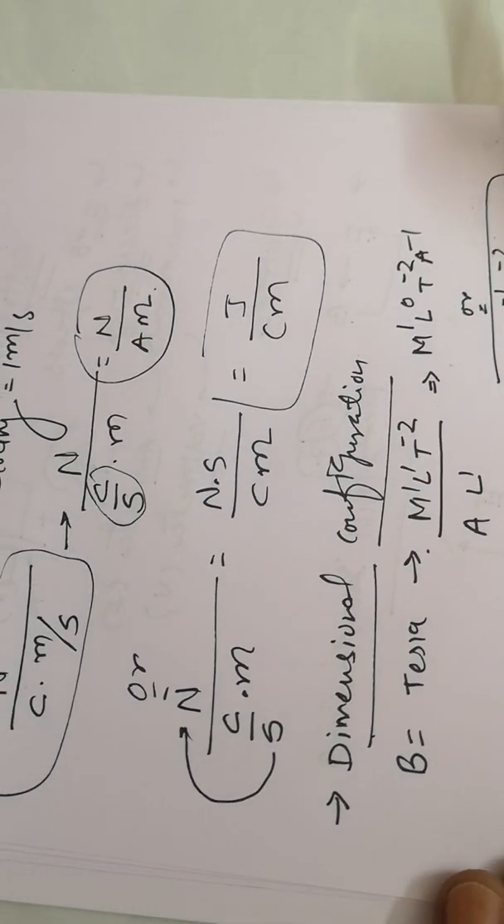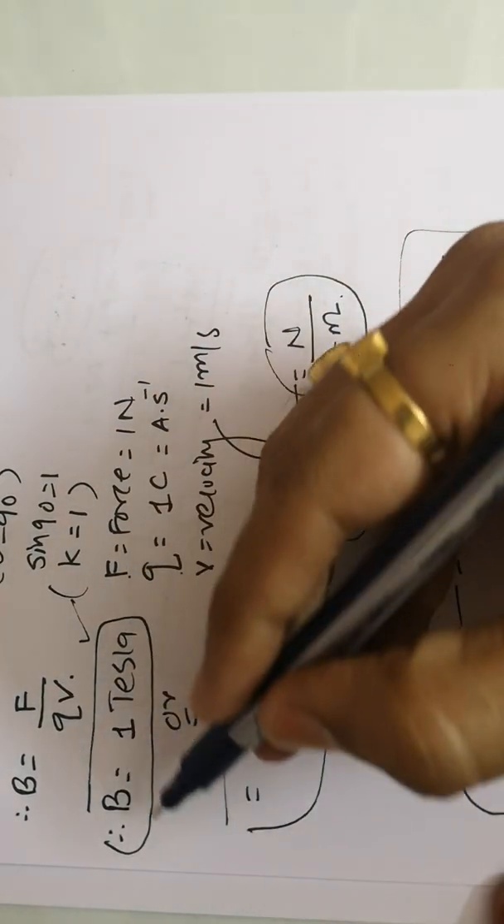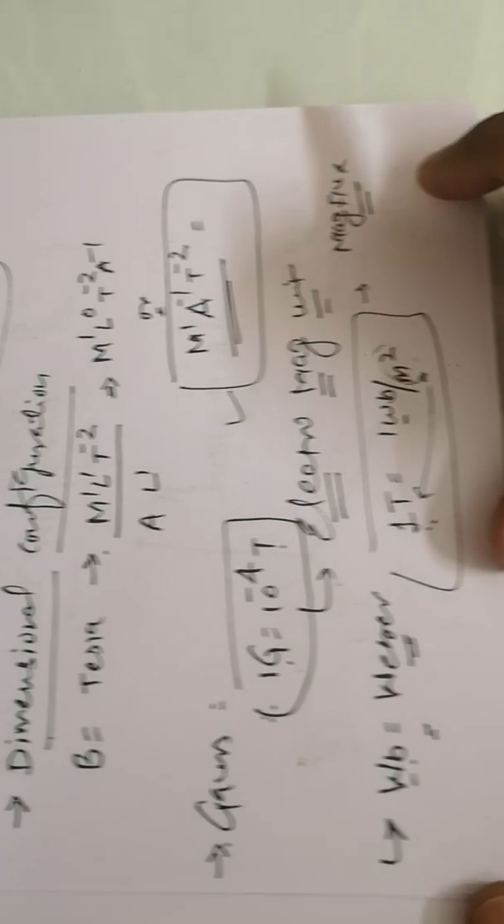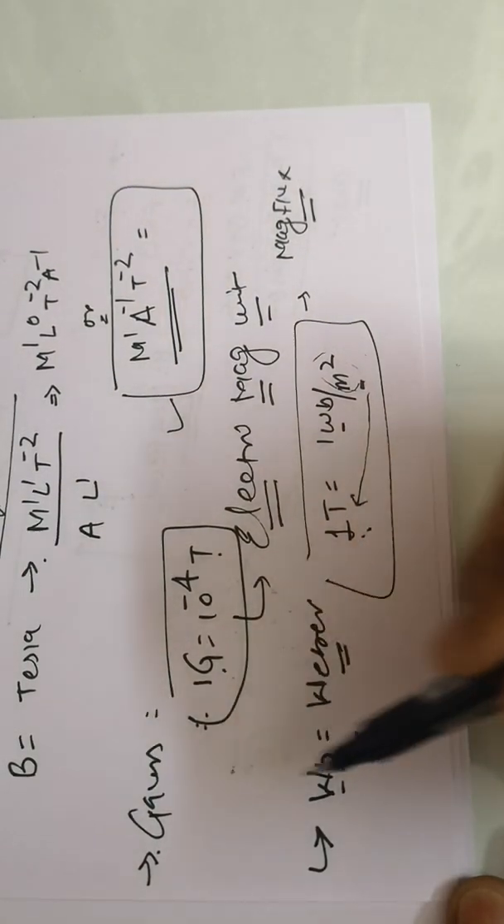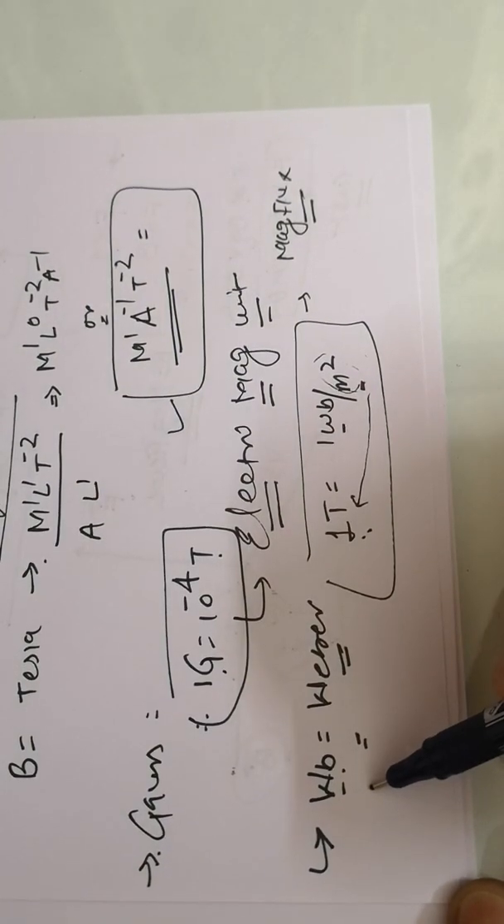So now after going through this clip, you are aware of the unit of magnetic field, its dimensional configuration, and the other units called Gauss and Weber. In the next clip we will go through the very first expression of this chapter.